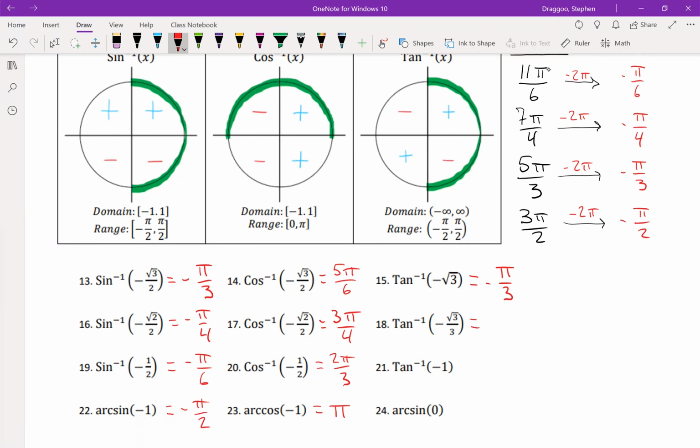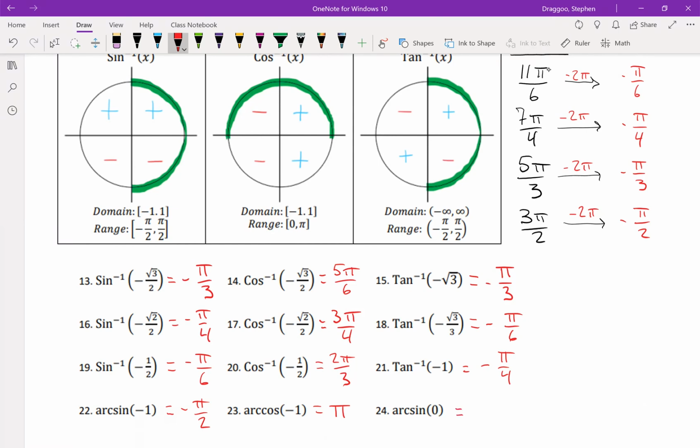Next, I want an angle with a tangent value of negative root 3 over 3. This time, 2 3's in the value, so 2 3's in the angle. This must be negative pi over 6. Tangent inverse of negative 1 is going to be negative pi over 4. And then since tangent inverse of negative 0 would be the same as tangent inverse of positive 0, I decided to include one more inverse sine function.